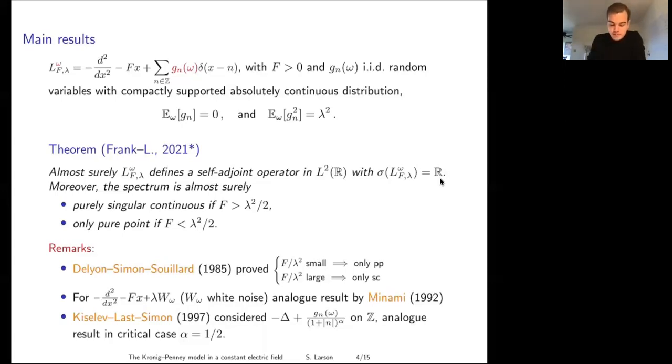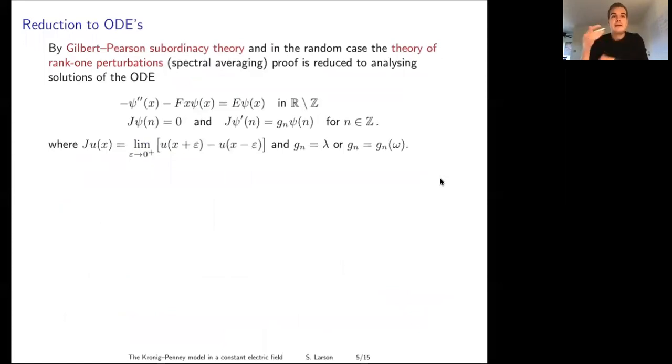So how do we prove these things? Well, the first step is something that is very standard in this field, and it's to reduce everything to studying ODEs. That is done, in the deterministic model, by an application of Gilbert-Pearson's subordinacy theory. And in the random case, you combine that with the theory of rank 1 perturbations, and in particular, a spectral averaging argument in the style of Kotani. And what we're left with is trying to understand the asymptotic behavior of solutions of the generalized eigenvalue equation.